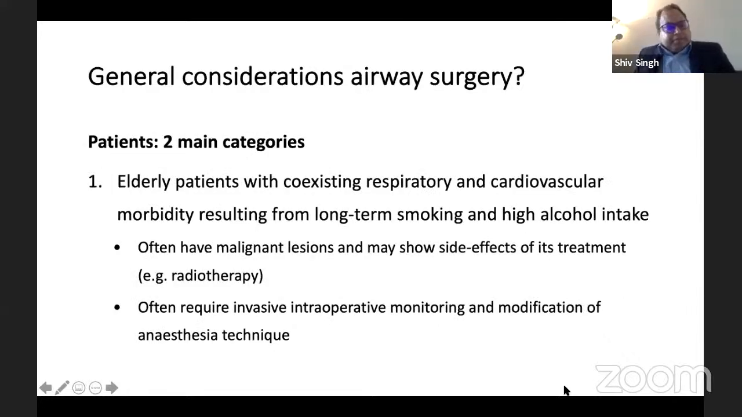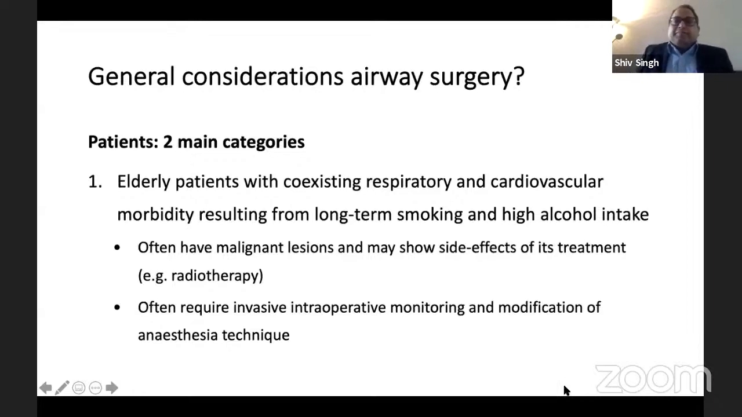Coming to the category of patients, there are normally two categories. You could have elderly patients who might present with an airway lesion. These patients normally have coexisting respiratory and cardiovascular morbidity, and this often is a result of long-term smoking and alcohol abuse. Because this is in the elderly, they may be malignant lesions, or they may also show side effects of treatment for the lesion. They might have been offered radiotherapy or chemotherapy.